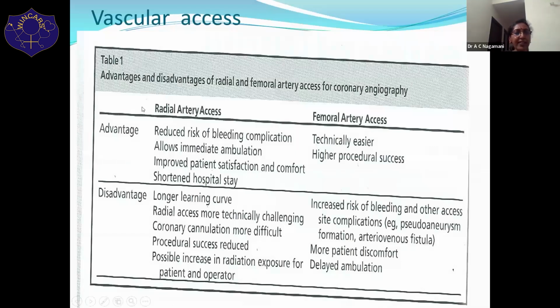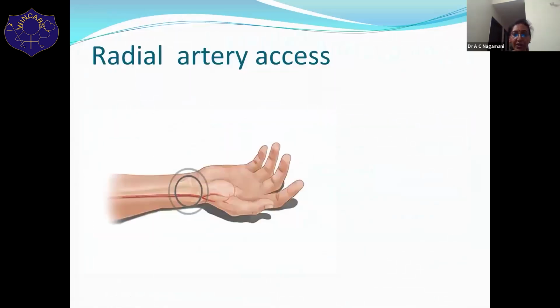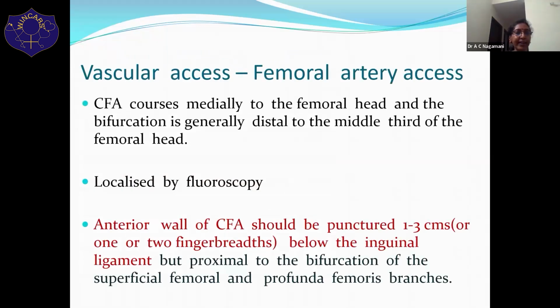The radial artery access has its advantages because it allows early ambulation, and there is improved patient satisfaction and comfort. Hospital stay is also reduced, and the greatest advantage is the reduced risk of bleeding complications. But technically, it is more challenging. Cannulation is more difficult. Whereas with femoral access, technically it is easier, but access site complications and patient discomfort are the main disadvantages. And there is also delayed ambulation. So in the last 10 years, the radial artery access has taken over the femoral artery access.